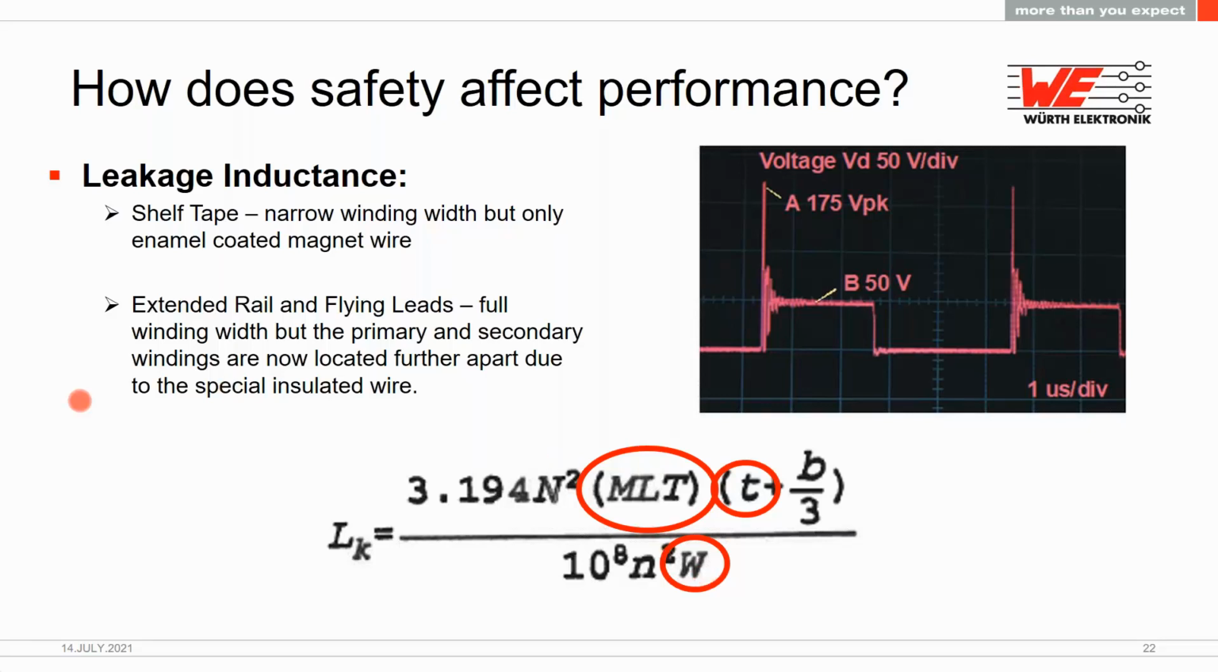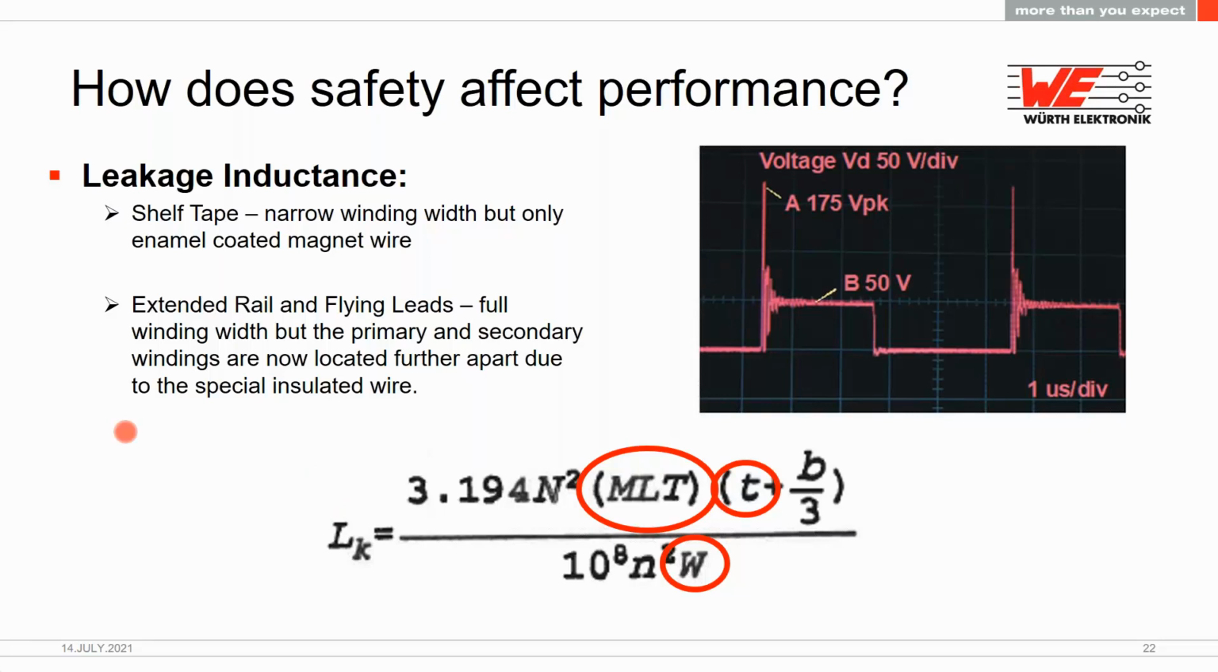However, the next critical factor in the leakage inductance formula is the mean length turn of the windings, represented by the MLT here in the numerator. We discussed how a 1-layer winding in a functional insulated design may now be forced into 2, 3, or possibly 4 layers in the case of a shelf tape, flying lead, or extended rail design. Of course, the additional layers of winding stacked on top of one another will increase the mean length turn, effectively increasing my leakage inductance.